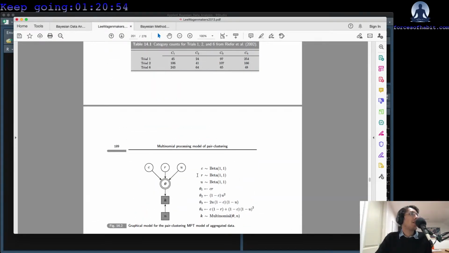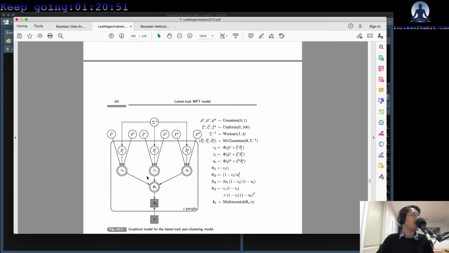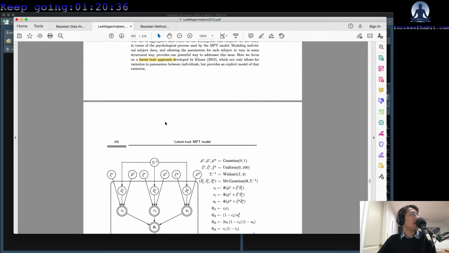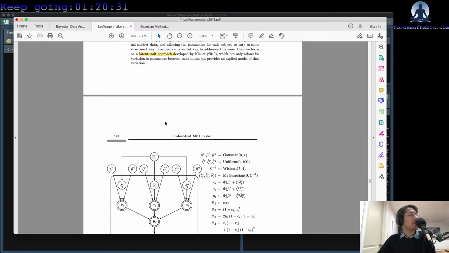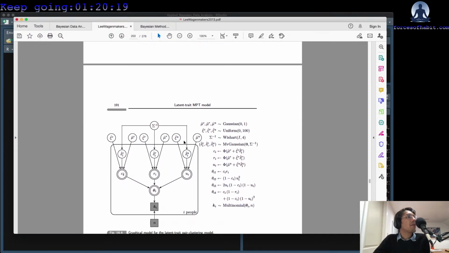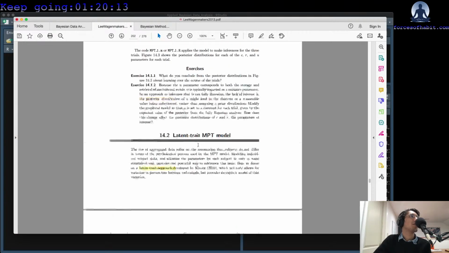So remind yourself, C, R, and U are the three parameters that are the big thing. So now C, R, and U are also going to get subscript i's. So each subject is going to have their own C, R, and U, and it looks like this sort of structure is what's going to create the scaffolding for us to account for individual variation within each of these parameters. So I'm probably going to do a lot of back and forth here in terms of just looking at how this model is different with respect to the aggregated model.